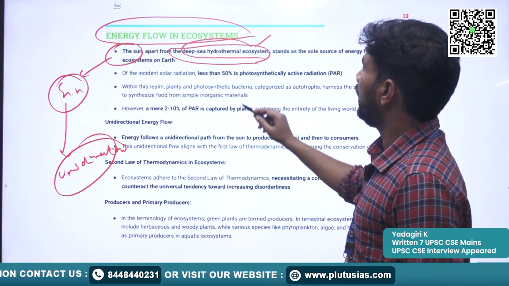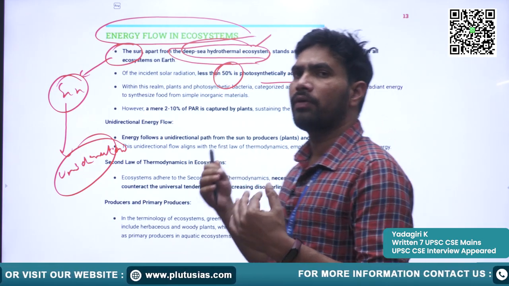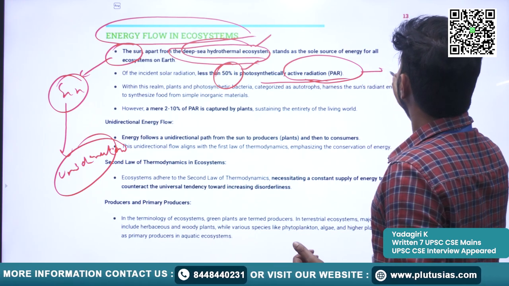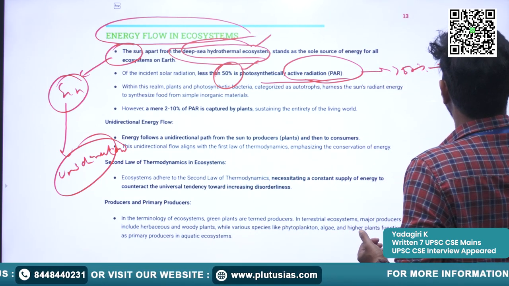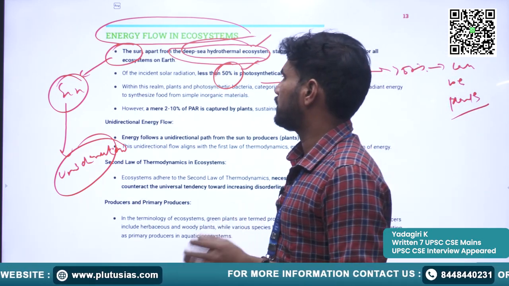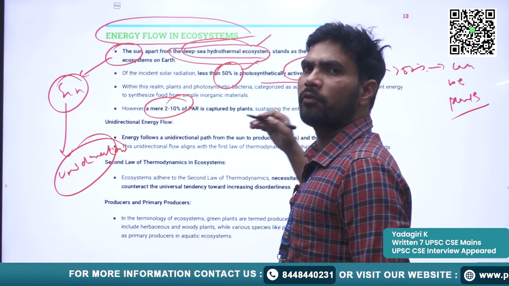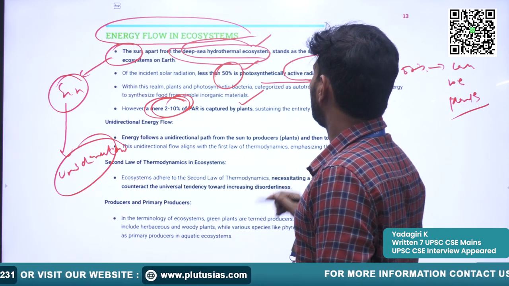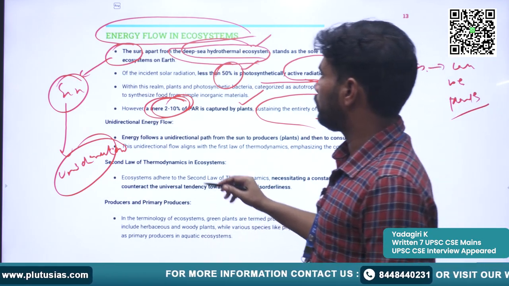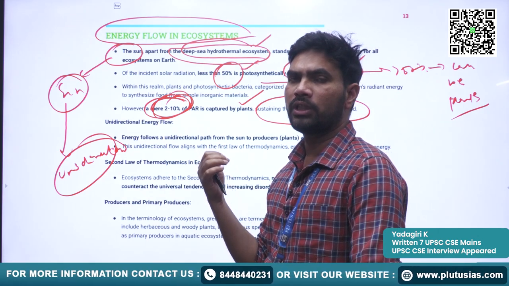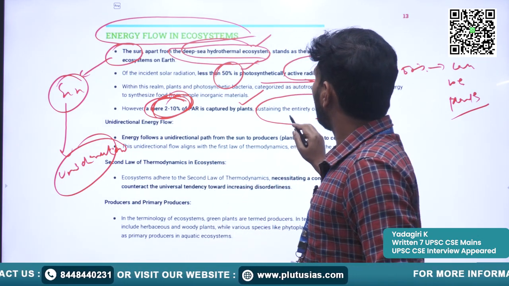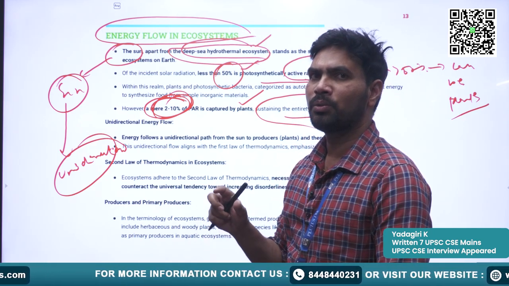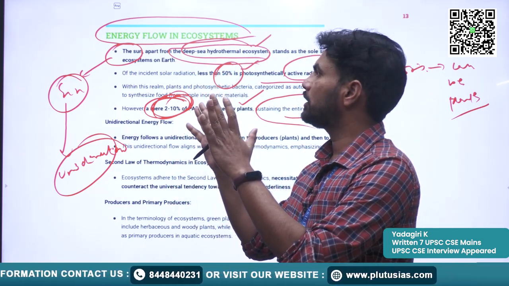Less than 50% of the energy coming from the sun is photosynthetically active radiation. That means less than 50% of this energy can be used by plants for photosynthesis. Within this, only 2 to 10% of the photosynthetically active radiation is captured by the plant, sustaining the entirety of the living world. On that fraction of energy supplied by the sun, all the organisms on earth are surviving. With this, you can understand the magnitude of the energy that comes from the sun.